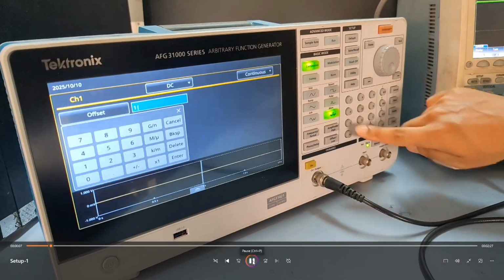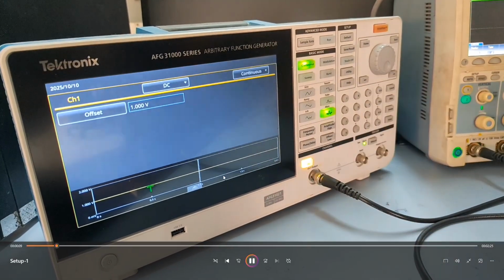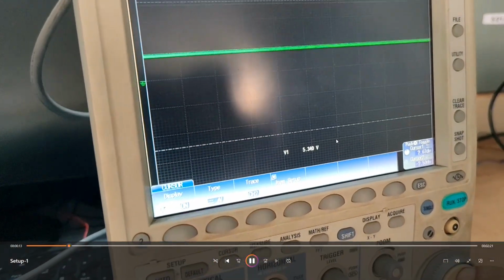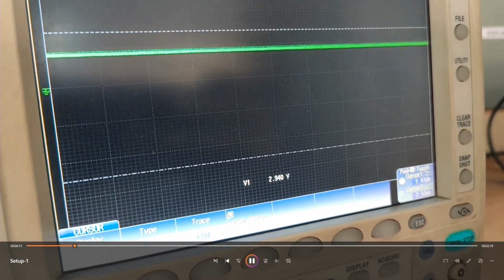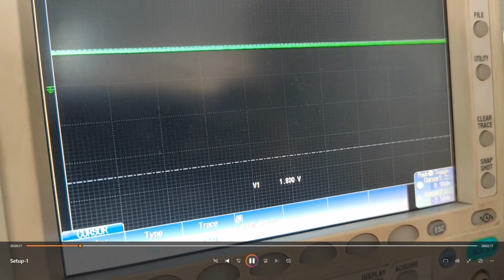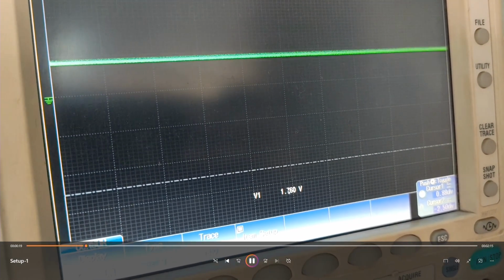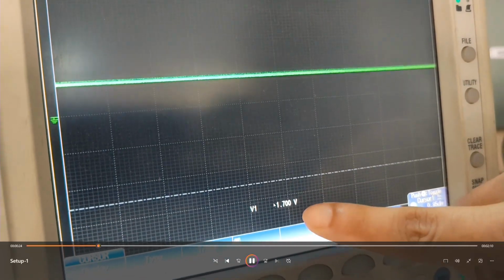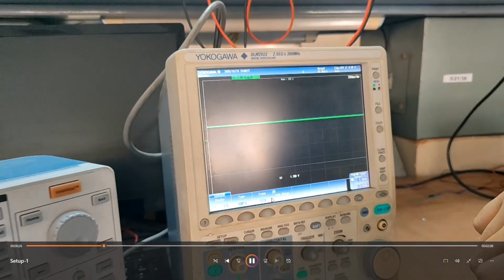So here initially I am giving 1 volt as input, and look at the output of the system. The output of the system comes out to be, I think, 1.7 volts. Yes, 1.7 volt is the output of the system for 1 volt.